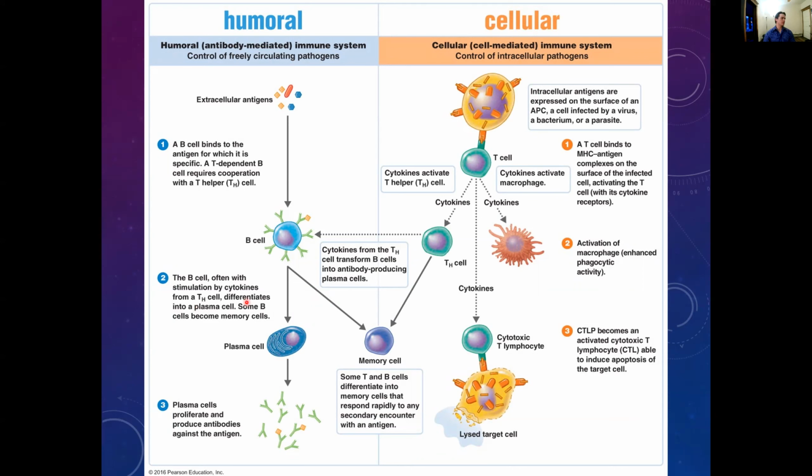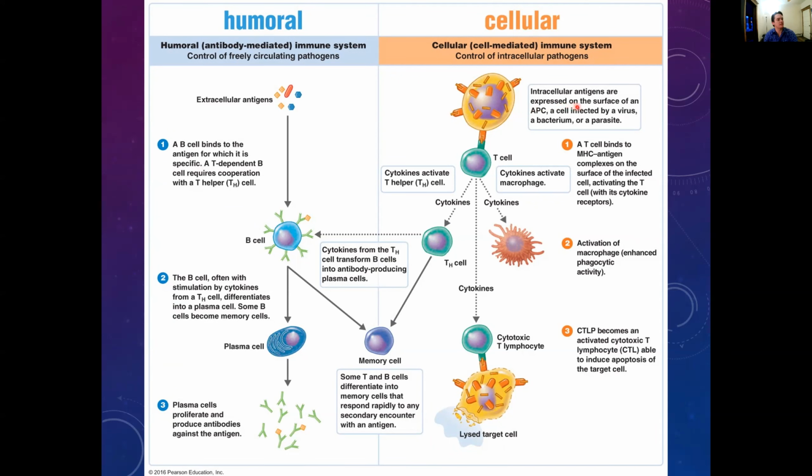Because we went through a bit of an overview, remember that a B cell will bind to an antigen for which it is specific. Remember the specificity we discussed. A T-dependent B cell will then require the cooperation of a T cell, or T helper cell. We'll discuss more about them today. The B cell, often with the stimulation of cytokines from the T cell, will then differentiate into a plasma cell, and some will become memory cells. You can see them differentiating out to memory cells. There's your plasma cell. Your plasma cell will then proliferate and produce antibodies against the antigen. So there's that happening.